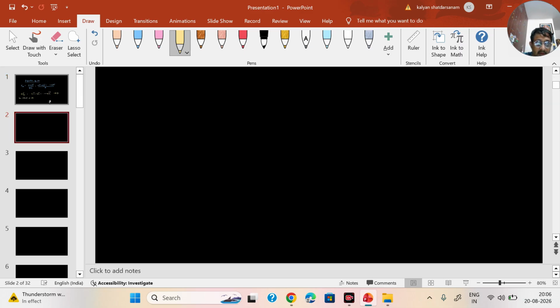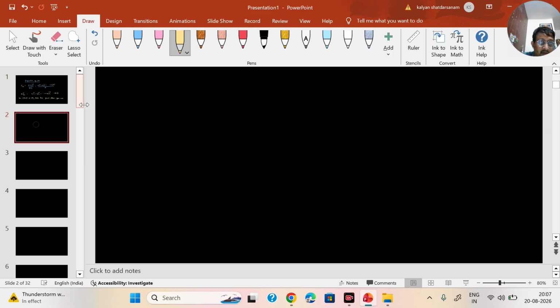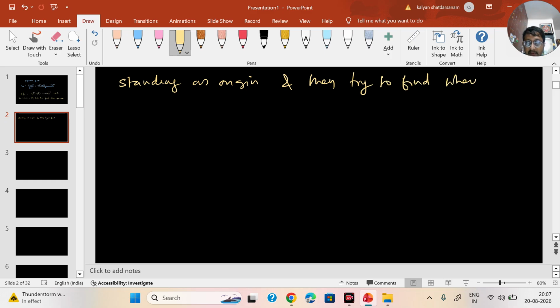So you stand on center of mass. Take the point where you are standing as origin, and then try to find where is center of mass. Very interesting idea.